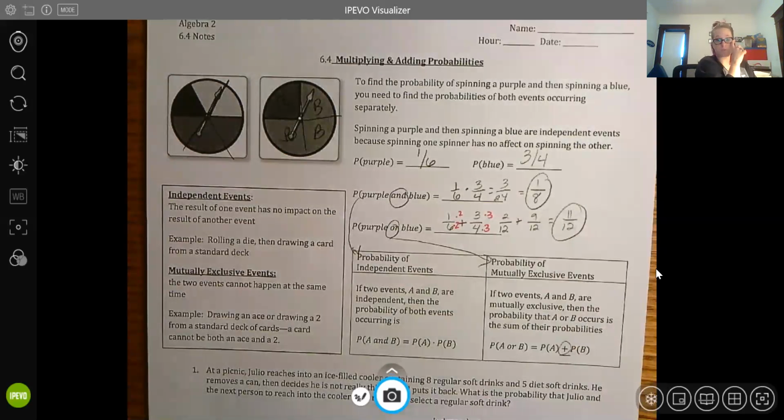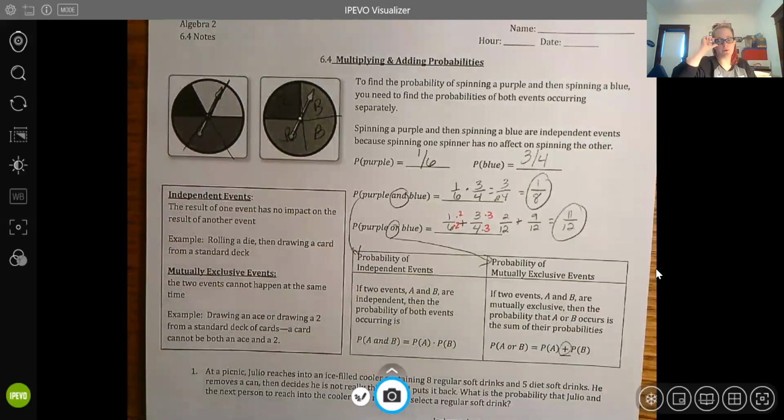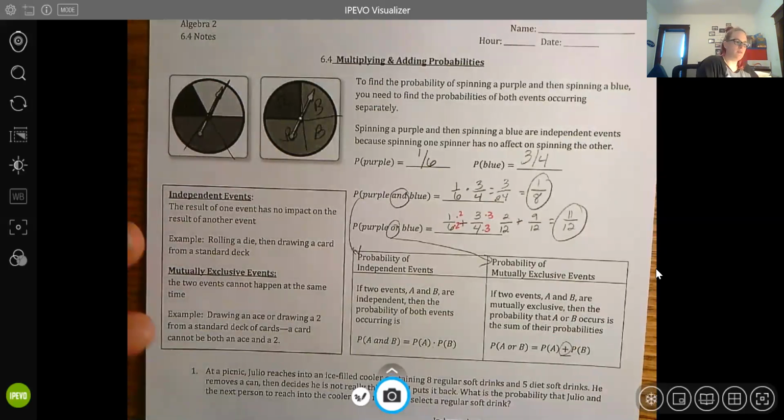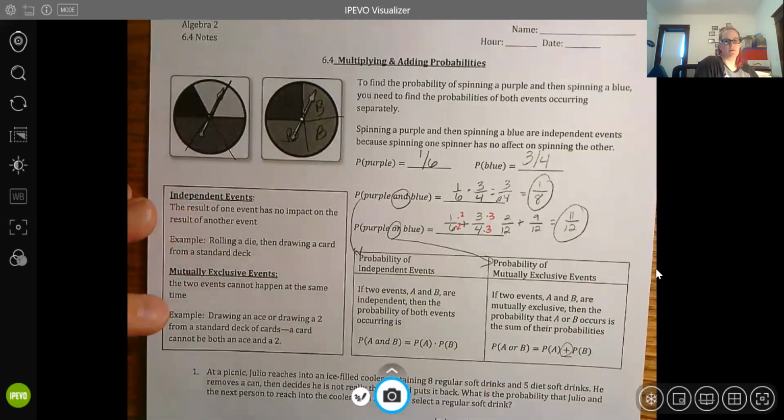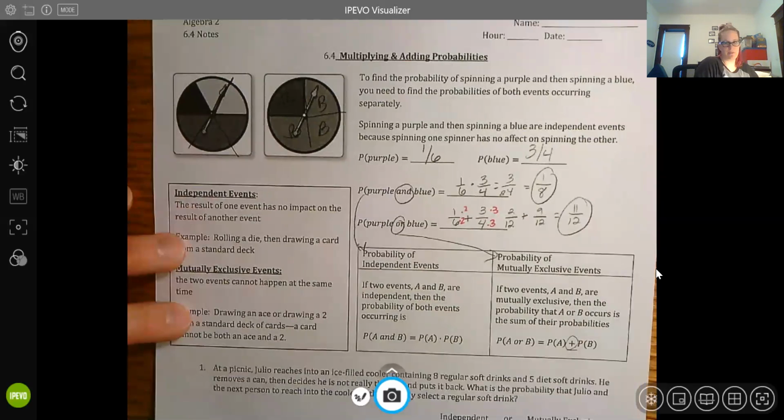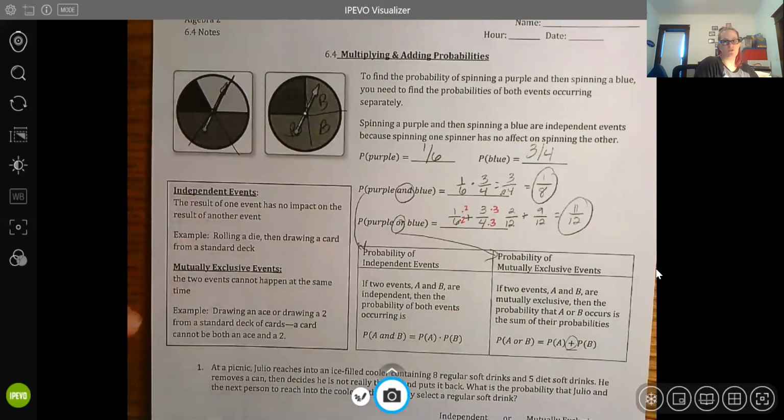Okay, so it's much more likely to get a purple or a blue in this instead of just a purple and a blue. Okay, so independent events have no impact on each other. Mutually exclusive events can't happen at the same time. So in this situation, we could have both of those.